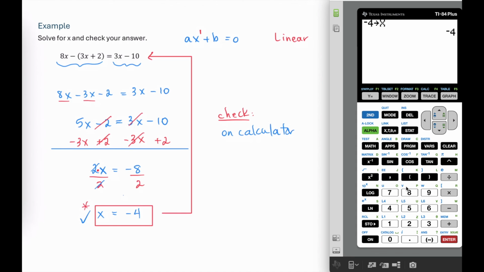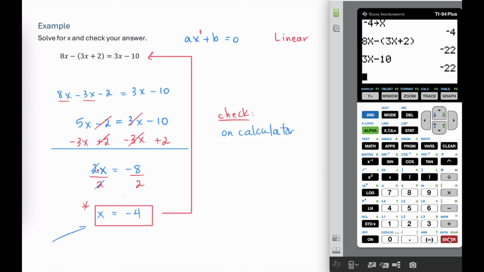So we literally just type in the left-hand side exactly as we see it. 8x minus, open up parentheses, 3x plus 2 inside the parens, and then close parentheses. Now we want to see what the left-hand side is equal to with our solution plugged in for x. And then we want to compare that to what the right-hand side would be equal to with our solution plugged in for x. So the right-hand side is 3x minus 10, and we hit enter to see what the right-hand side is, also negative 22.